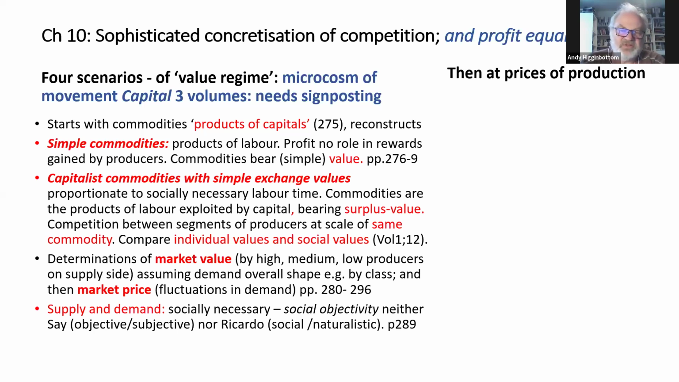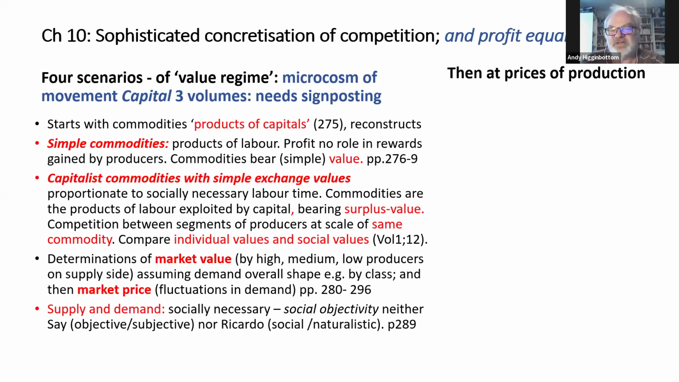And what he points out is that in such a scenario, profit plays no role in the rewards gained by the producers. So a different set of social relations is involved, right? It's still production, labor products are still commodities, they're still being exchanged, but the profit component, or vector, if you like, is missing. Okay, so then the next step is to move on to capitalist commodities.